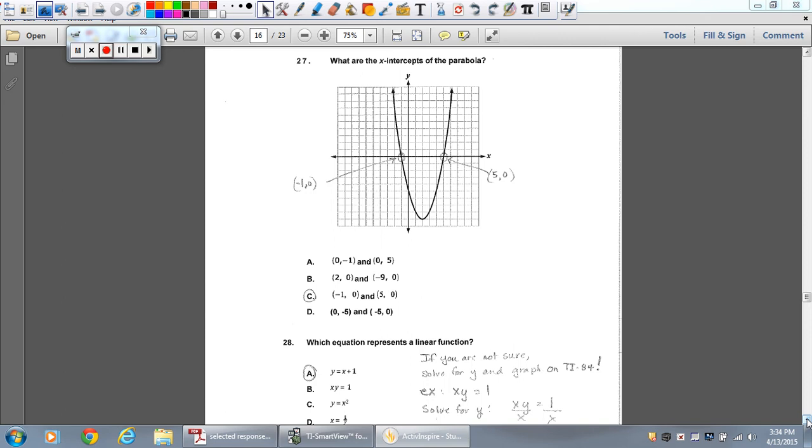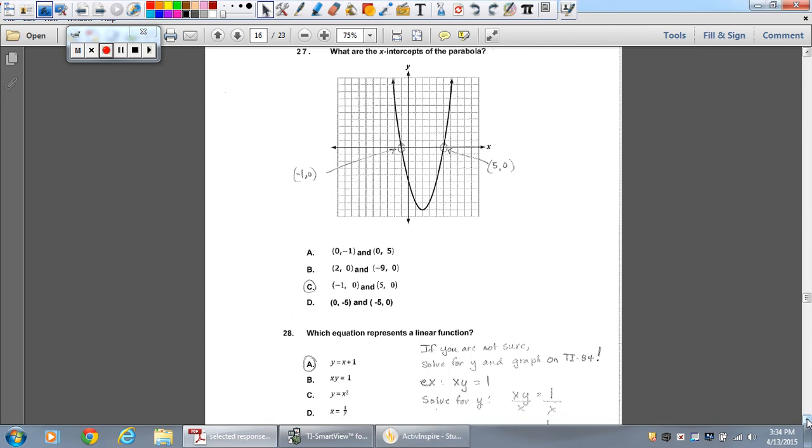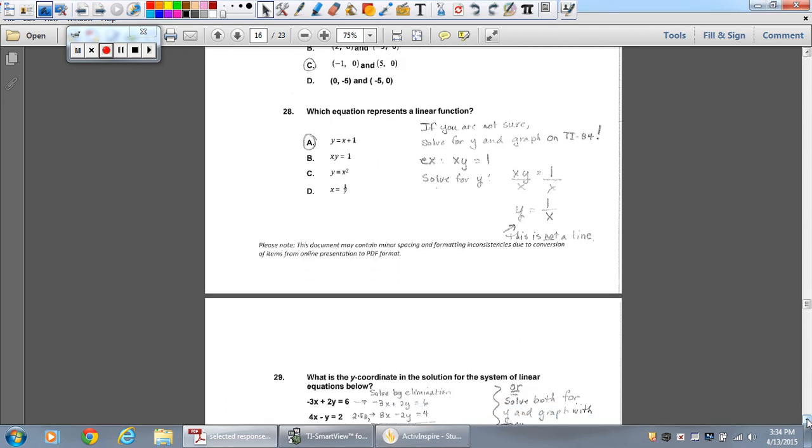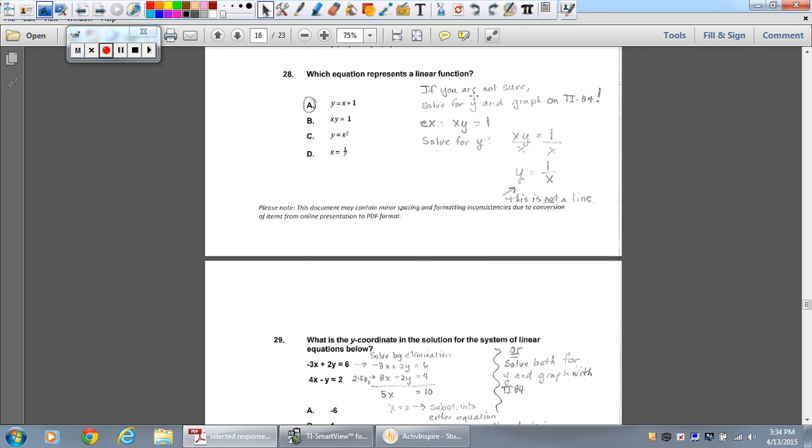Number 28, which equation represents a linear function? I put on here, if you're not sure, solve them for y and graph. So I did the first, I guess the second one, B. So I took x, y, I divided both sides by x, and then you can graph it and you realize it's not a line. All you care about is if it's a line or not. So it's asking if it's linear. Hopefully you recognize that as the y equals mx plus b form.